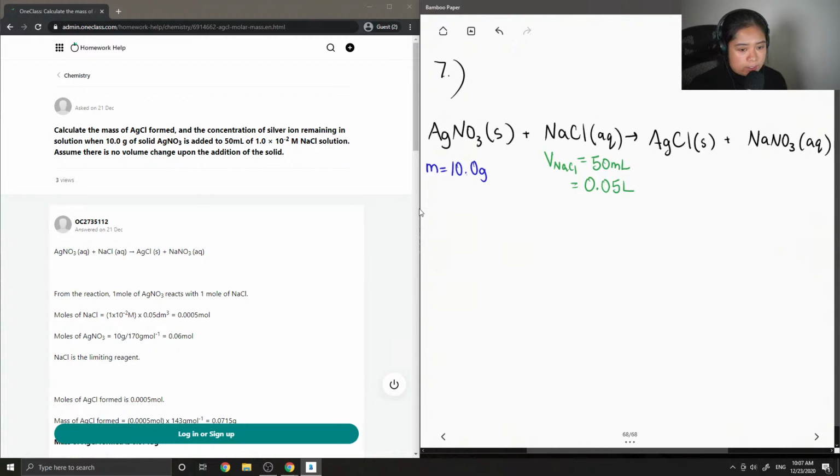They also give us the concentration of the sodium chloride solution, which is 1.0 times 10 to the negative 2 moles per liter. Okay, so now that I have the two reactants, we want to find out which one is the limiting reagent.